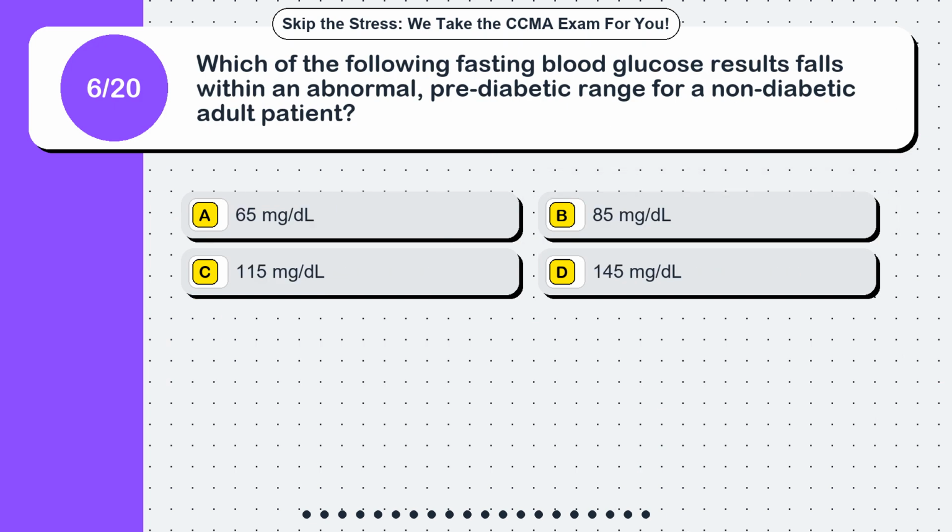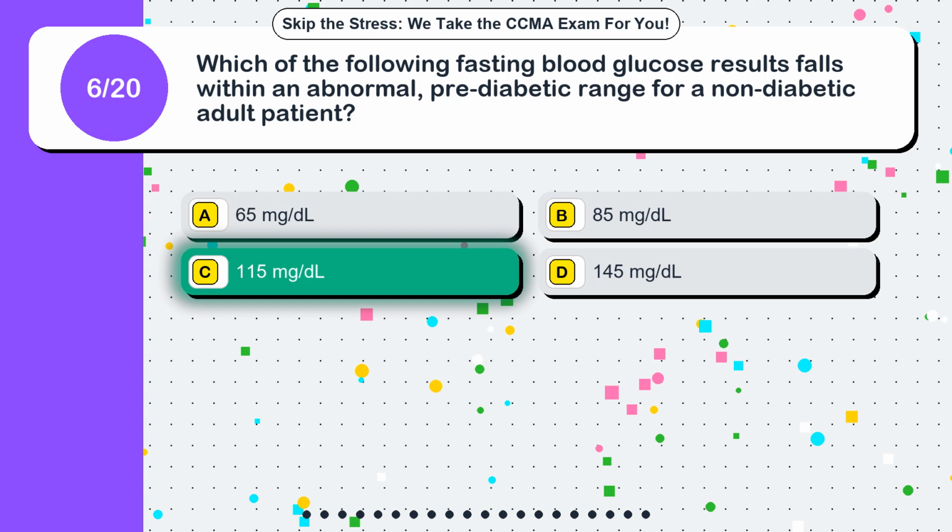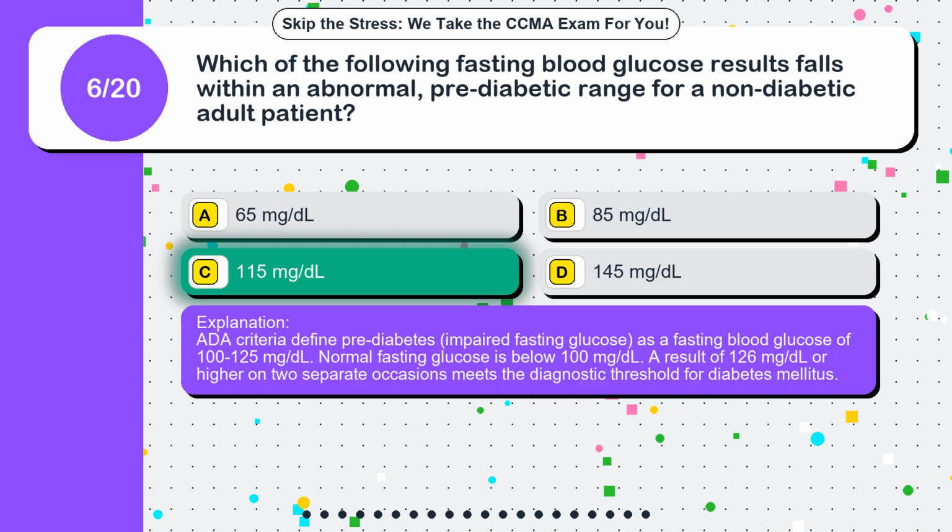Question 6. Which of the following fasting blood glucose results falls within an abnormal, pre-diabetic range for a non-diabetic adult patient? Option A, 65 mg/dL. Option B, 85 mg/dL. Option C, 115 mg/dL. Option D, 145 mg/dL. The correct answer is option C, 115 mg/dL. ADA criteria define prediabetes, impaired fasting glucose, as a fasting blood glucose of 100 to 125 mg/dL.